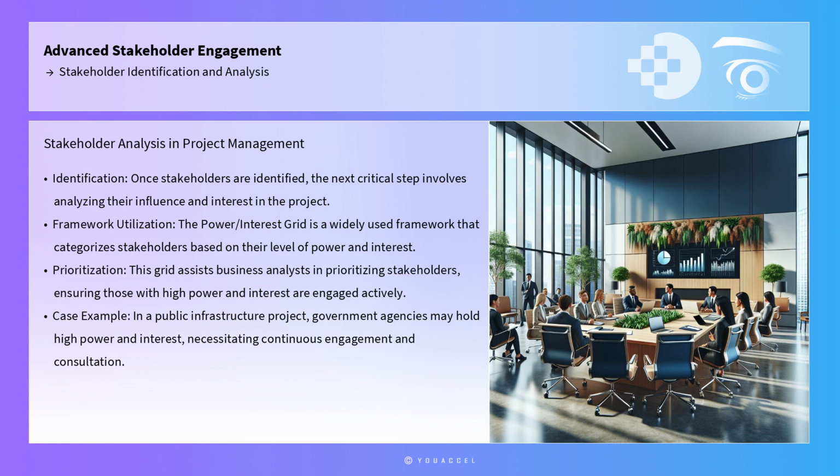The Power Interest Grid is a widely used framework that categorizes stakeholders based on their level of power and interest in the project. This grid assists business analysts in prioritizing stakeholders, ensuring that those with high power and interest are engaged actively, while those with lower power and interest are kept informed. For instance, in a public infrastructure project, government agencies may hold high power and interest, necessitating continuous engagement and consultation.